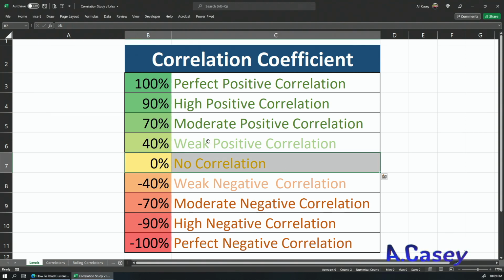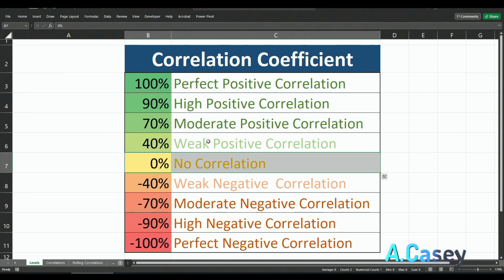So 40% or 0.4, that's considered a weak positive correlation. If you are reaching 70% correlation, that means this is moderate positive correlation. So you can depend on something like this. And of course, if you go higher, like 90, this is highly positive correlation. And of course, 100%, this is perfect correlation. You can't find this in the long term, but it could happen on daily correlation.